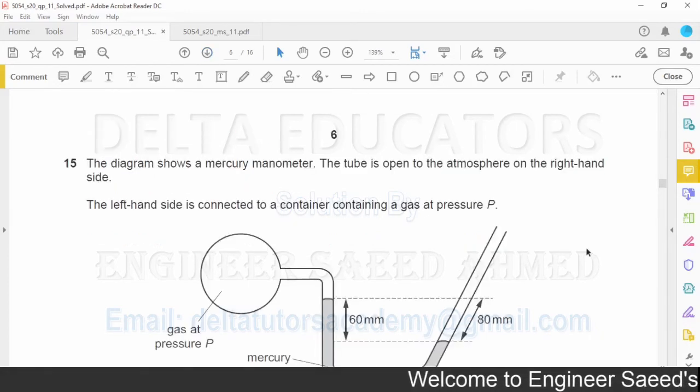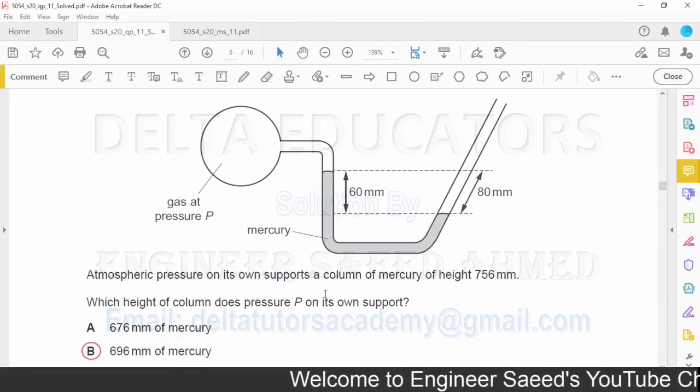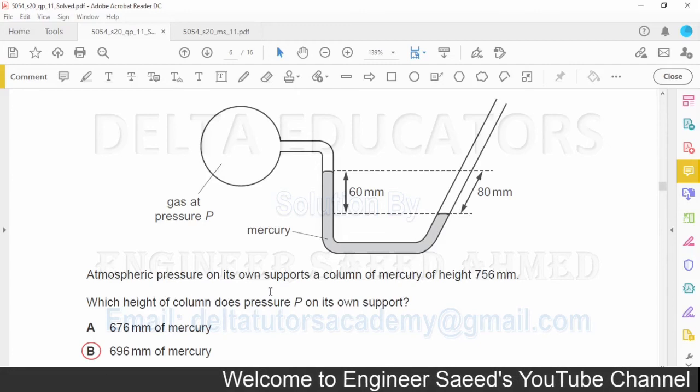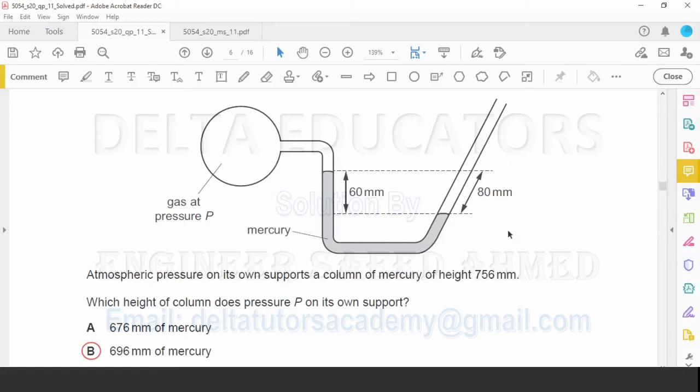Question number 15. The diagram shows a mercury manometer. The tube is open to the atmosphere on the right hand side, and the left hand side is connected to a container containing a gas at pressure P. Atmospheric pressure on its own supports a column of mercury of height 756 millimeter. Which height of column does pressure P on its own support? Here atmospheric pressure is given, it is 756 millimeter.